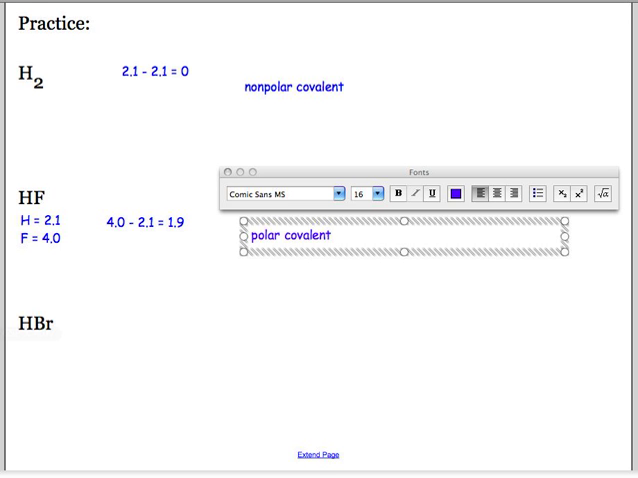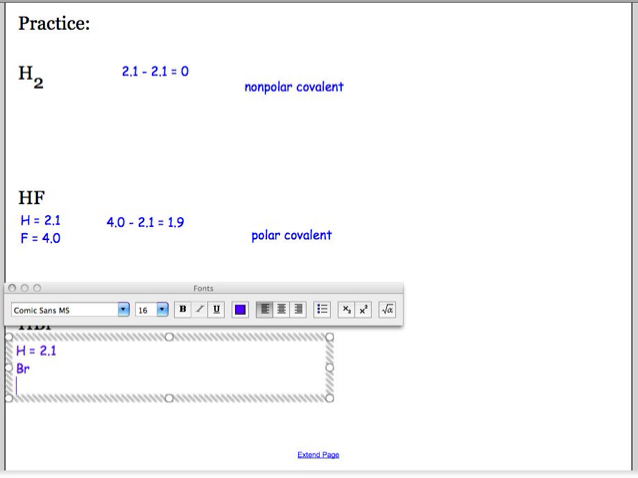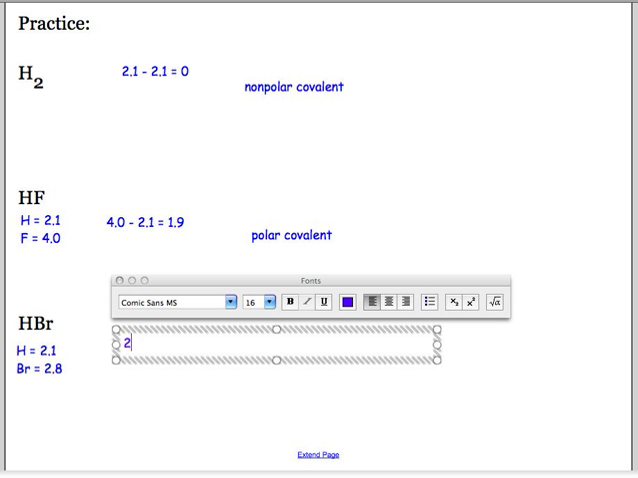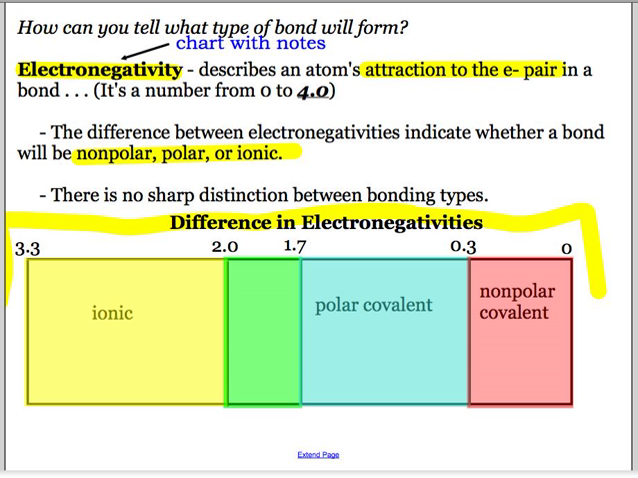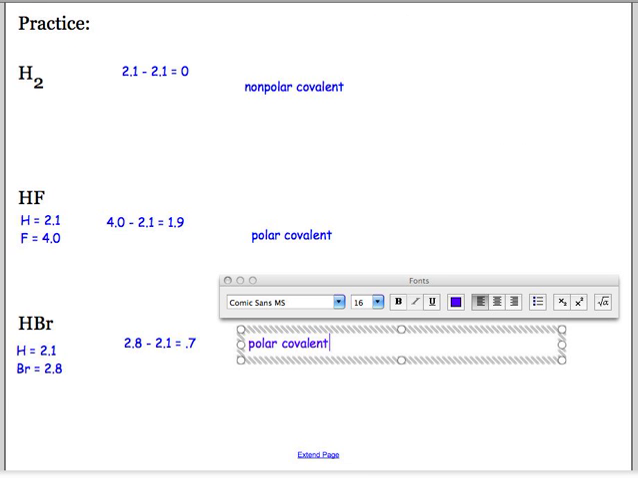And then our last one here, again, hydrogen is 2.1, bromine is 2.8, and again, it's just off a chart. And what you'll notice is the further apart you are in the periodic table, the larger the difference is, so you can gauge from there as well. But if we subtract 2.8 minus 2.1, we're going to get 0.7. And if you look that up, we're right in the smack dab middle of polar covalent. So this one is polar covalent.